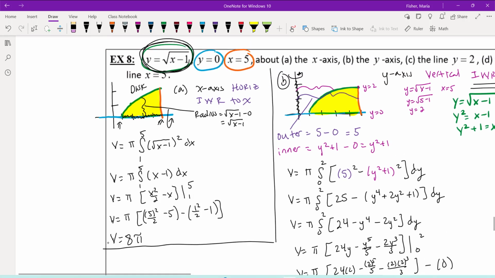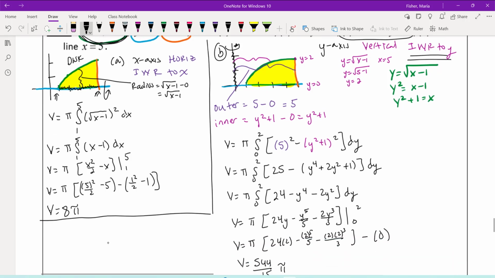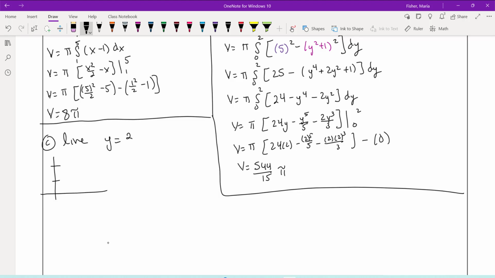Part C is going to have the same region, but for part C, our axis of revolution is y equal 2. So let's go ahead and redraw the region and then put in the axis of revolution. Part C is the line y equals 2. Drawing this again, we have the square root function, the line x equals 5, and then the line y equals 0. So it's this yellow region again, and we're rotating this about y equal 2. So we're rotating it about this line here.